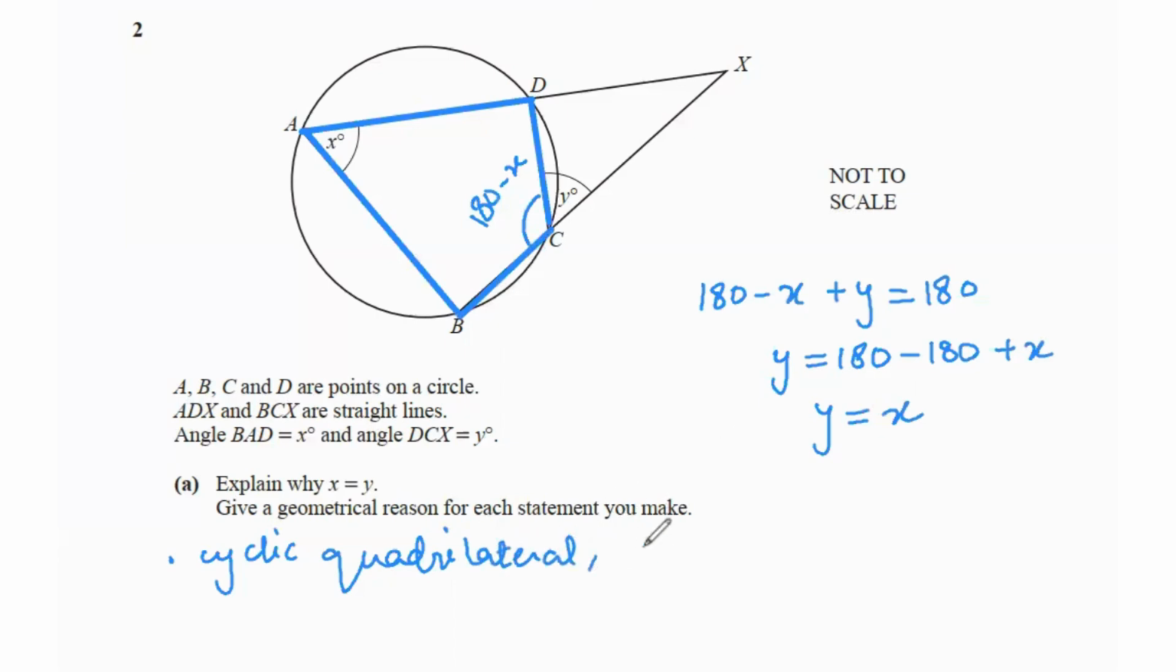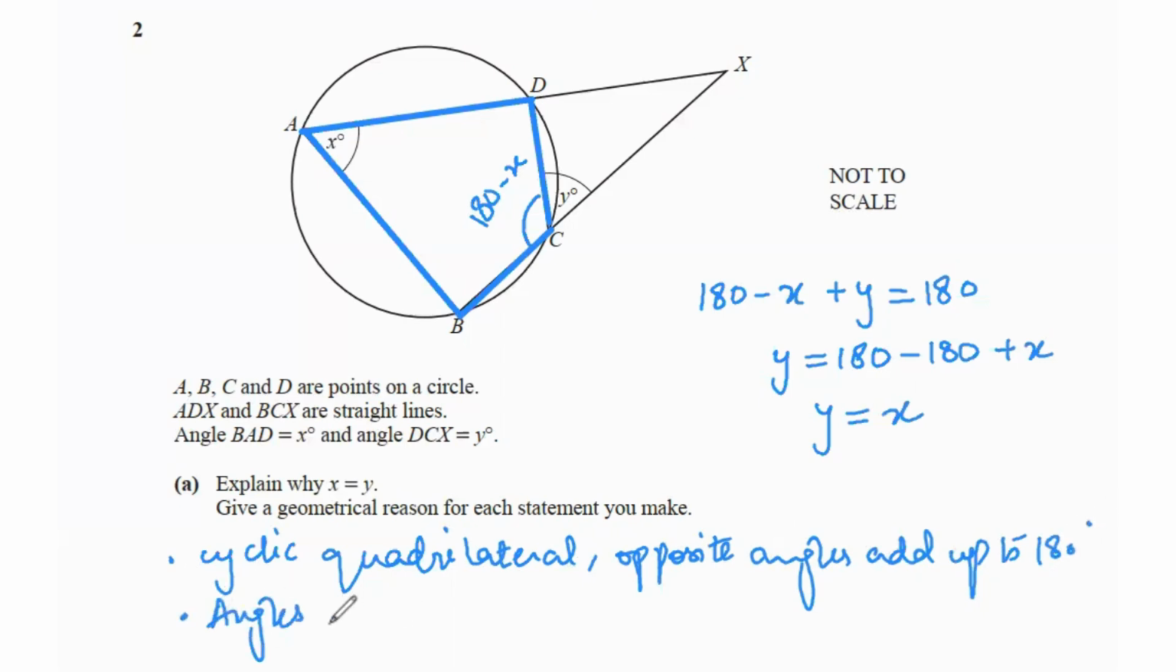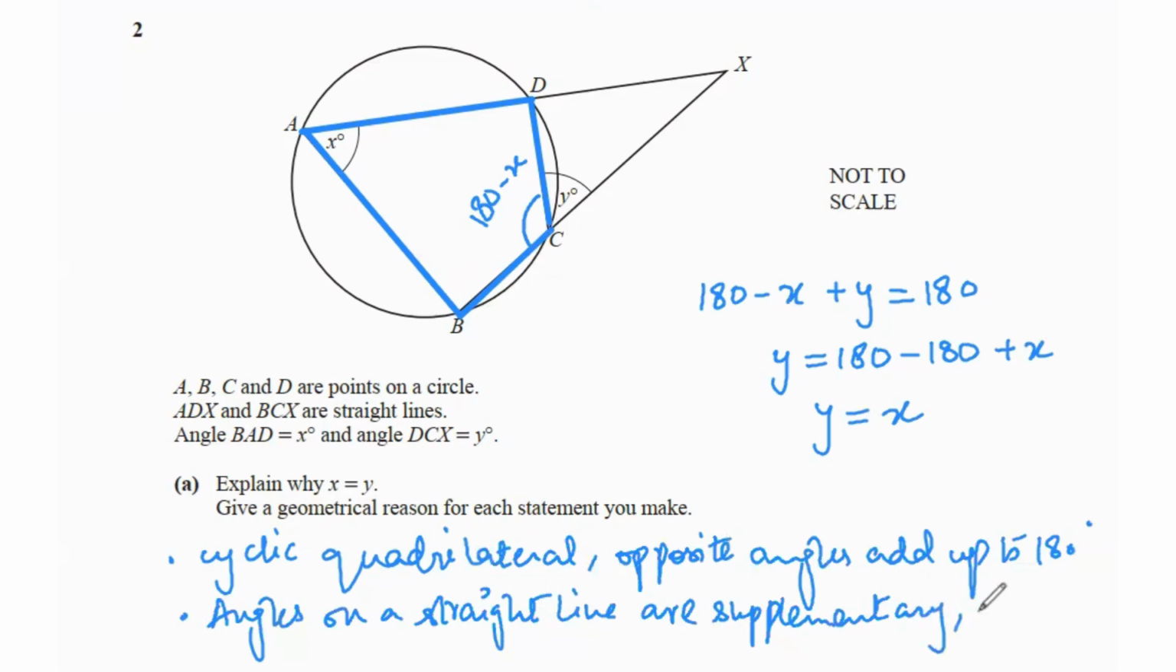where opposite angles add up to 180 degrees. And for the second part, angles on a straight line are supplementary, thus they add up to 180 degrees. That's your reasoning for the statement.